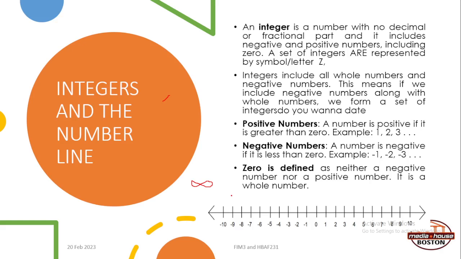And then from the middle, going from 0 to your left, will all be your negative numbers. Those are what we call negative integers. It says that integers include all whole numbers and negative numbers. This means if we include negative numbers along with whole numbers, we form a set of integers. So we're going to have your positive numbers, your negative numbers, and 0 in the middle. That's what we call integers, and if we put them in a line, we have what we call a number line.